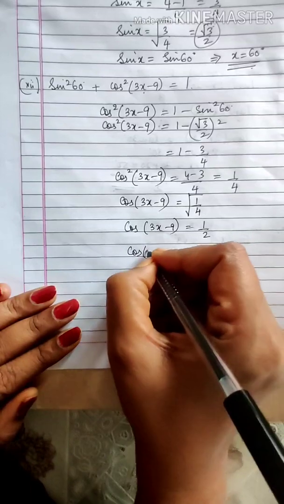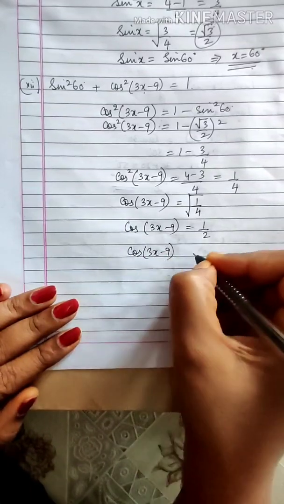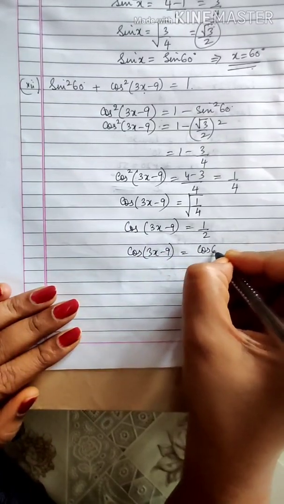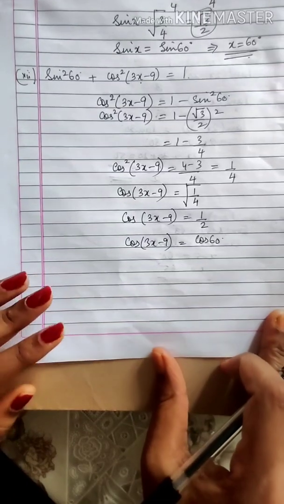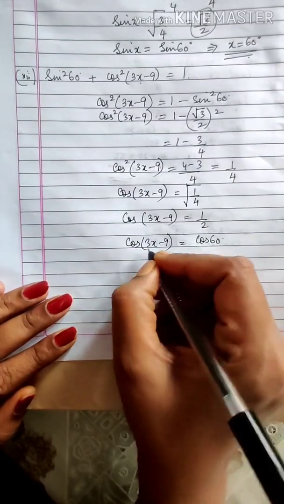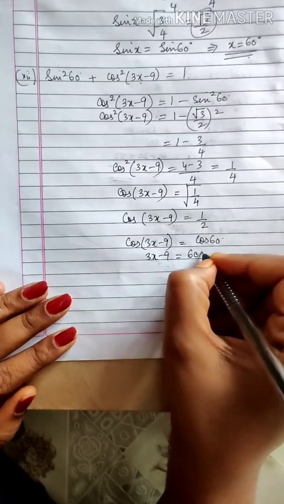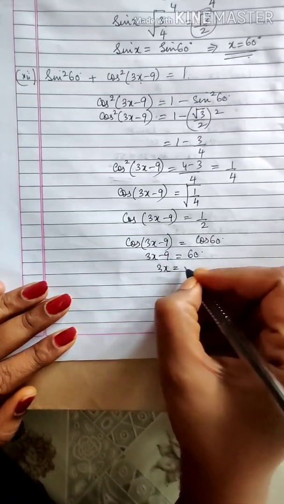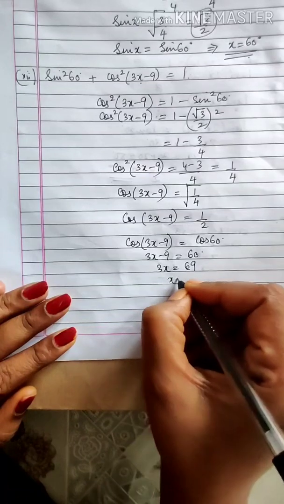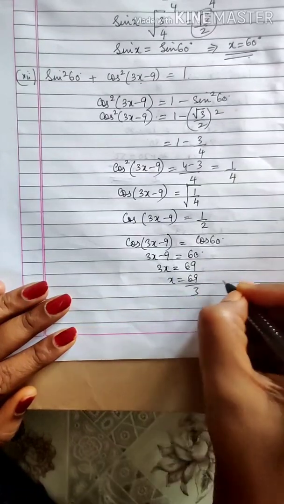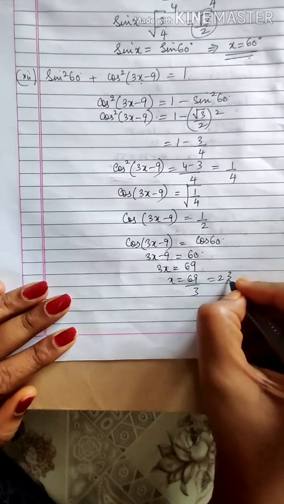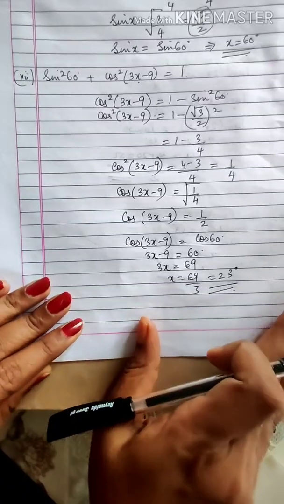Now cos of 3x minus 9 will be equal to cos 60, because cos 60 is half. Now 3x minus 9 is equal to 60 degree. 3x is equal to 69. X is equal to 69 upon 3, which is equal to 23 degree.